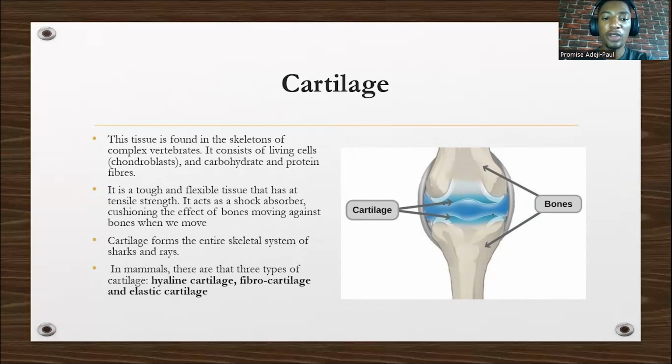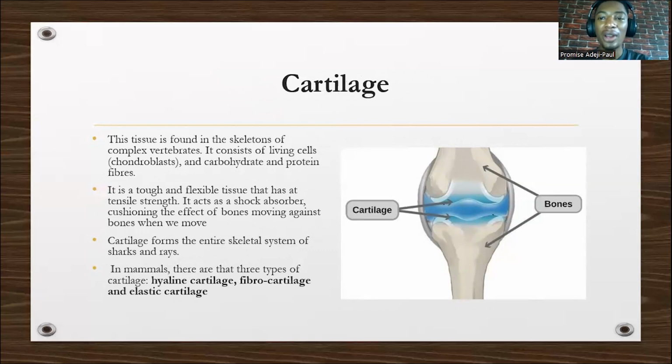It helps to cushion the effect of bone moving against bone when they move. When bones glide against bones, cartilage is usually between the two bones to absorb that shock. It cushions that effect. Cartilage also forms the internal skeletal system of what? Sharks and rays. Please take note. This is a very common JAMB question.